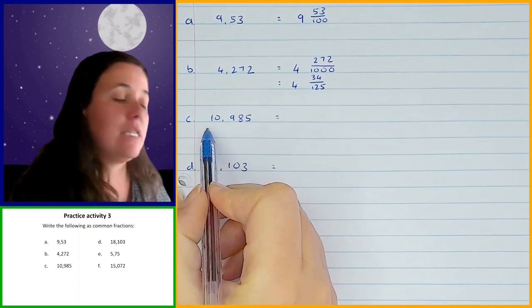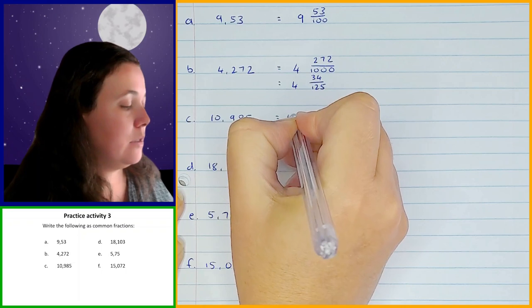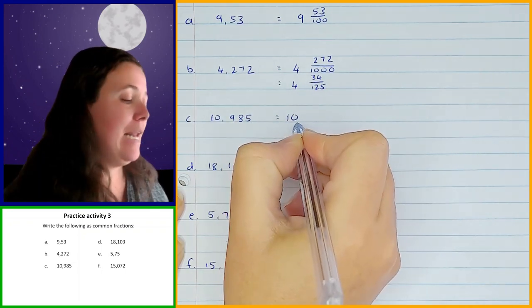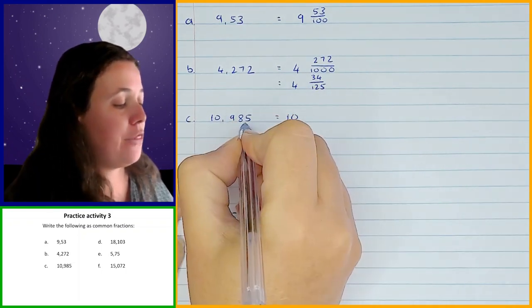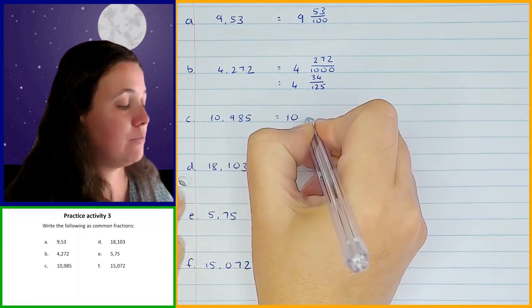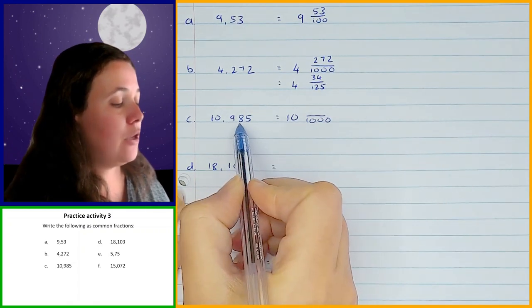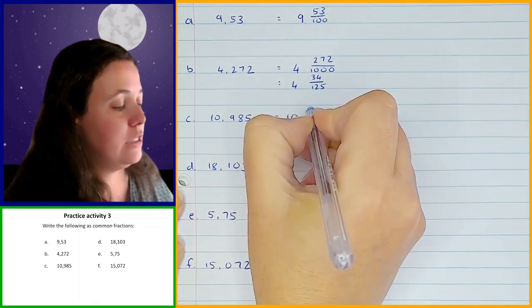Then over here, we've got 10.985. The whole number part of my decimal over there is 10, so that's going to be 10 and something over 1,000, because this 5 is in the thousandths position. So that's something over 1,000. The 985, that whole section is going to go over 1,000.